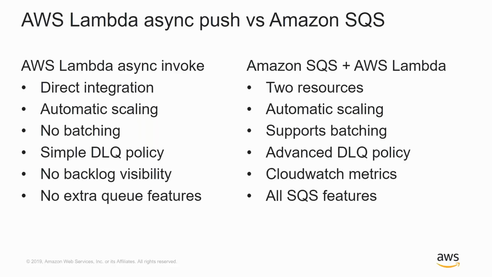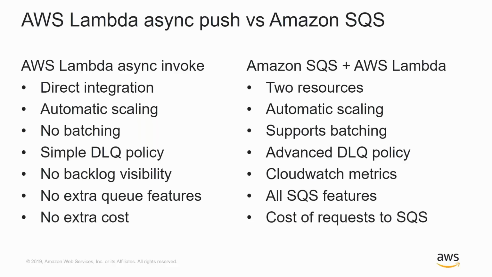So basically it comes down to that on the async invoke side, you don't get any extra queue features, whereas in SQS you have access to all the SQS features, and we're going to look at them in the next slide in a second, what extra features you get from SQS by combining with Lambda.